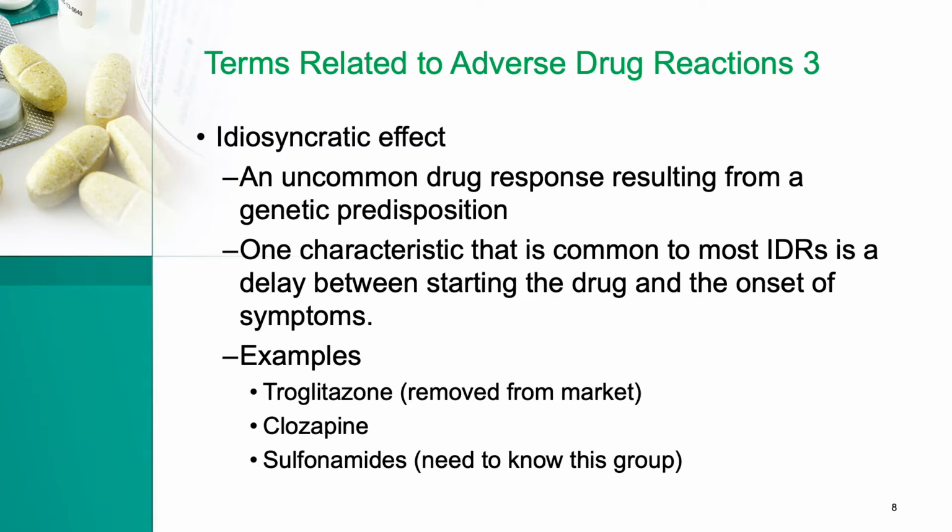Idiosyncratic drug reactions may be defined as uncommon adverse effects that cannot be explained by the known mechanisms of action of the offending agent. They do not occur at any dose in most patients and develop most unpredictably in susceptible individuals only. It sometimes results from a genetic predisposition that are immune mediated. One characteristic that's common is a delay between starting the drug and the onset of symptoms.